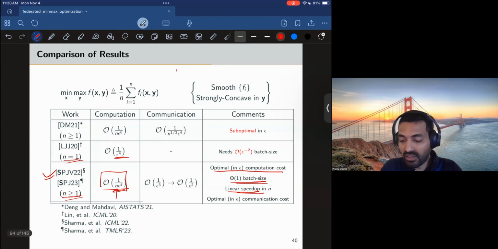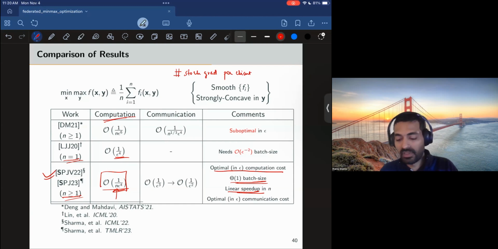Because recall that this computation is the number of stochastic gradients per client. So it is the number of stochastic gradients each client has to compute. So if n increases, every client has to compute fewer and fewer stochastic gradients.